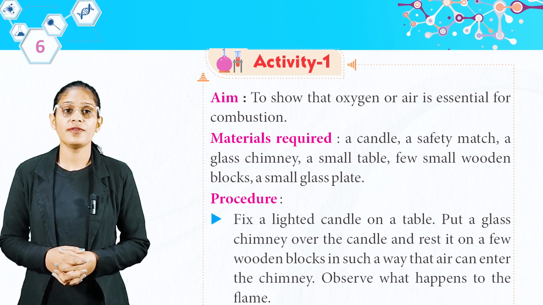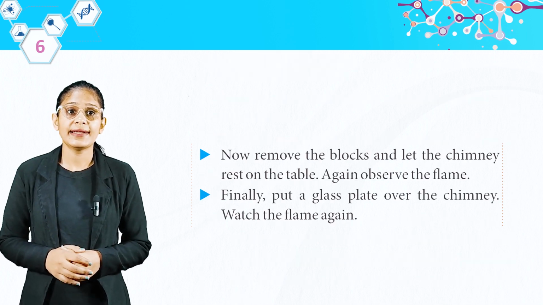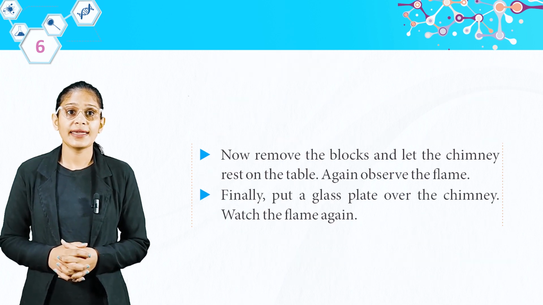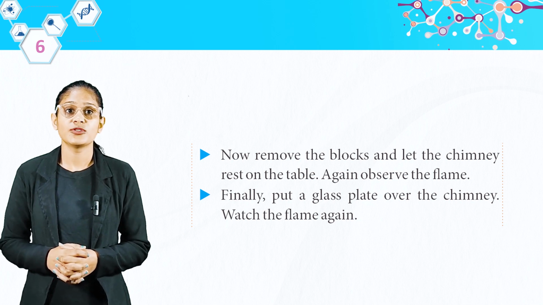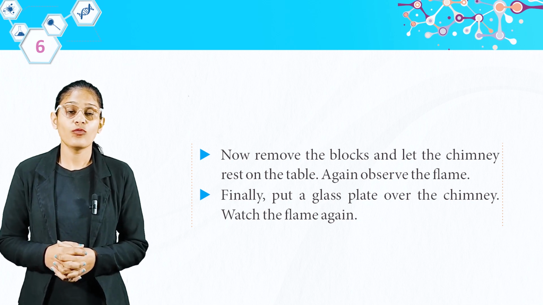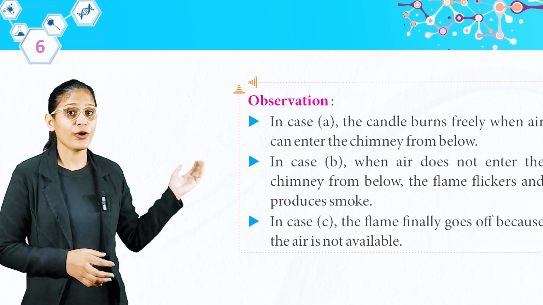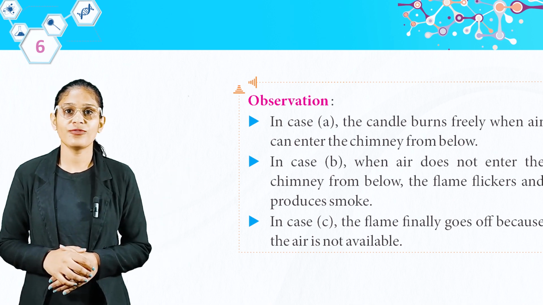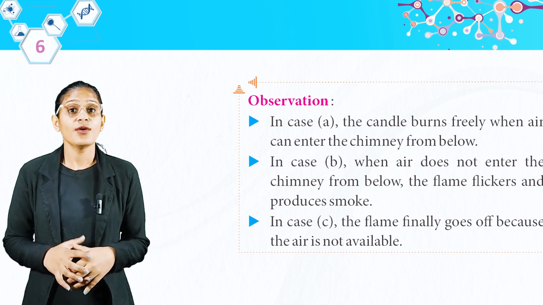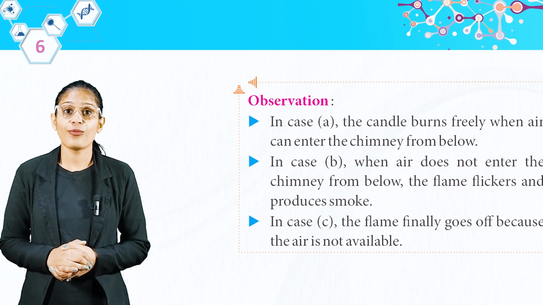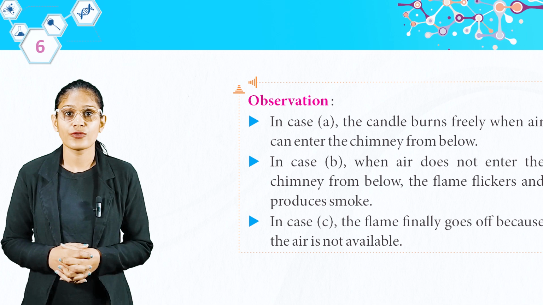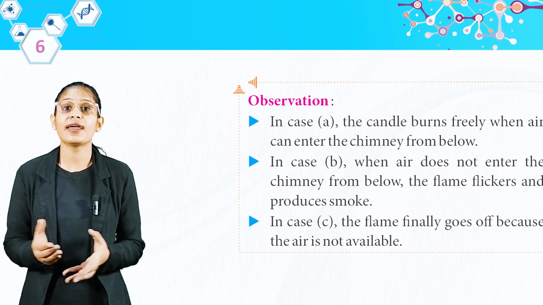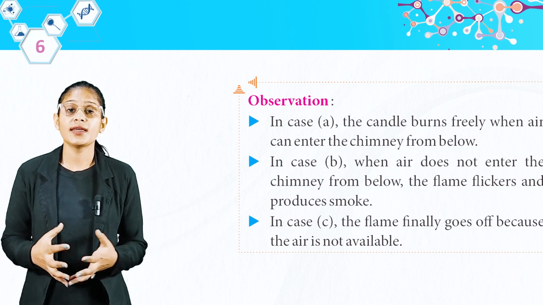Observe what happens to the flame. Now remove the blocks and let the chimney rest on the table again and observe the flame. Finally, put a glass plate over the chimney. Watch the flame again. Observation: in case A, the candle burns freely when air can enter the chimney from below. In case B, when air does not enter the chimney from below, the flame flickers and produces smoke. In case C, the flame finally goes off because air is not available.